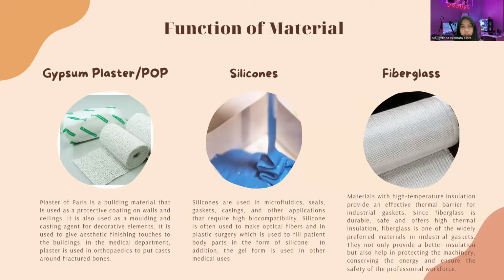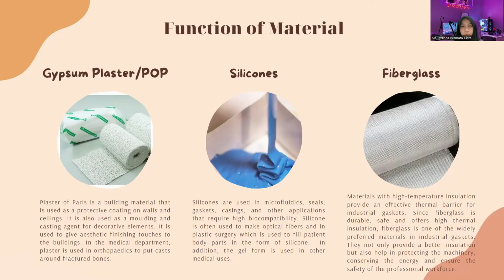And the second is silicone. Silicone are used in microfluidic cell, gasket, casing, and other applications. They require high biocompatibility. Silicone is often used to make optical fiber and in plastic surgery, where it is used to fill patient body part in the form of silicone. In addition, the gel foam is used in other medical use.